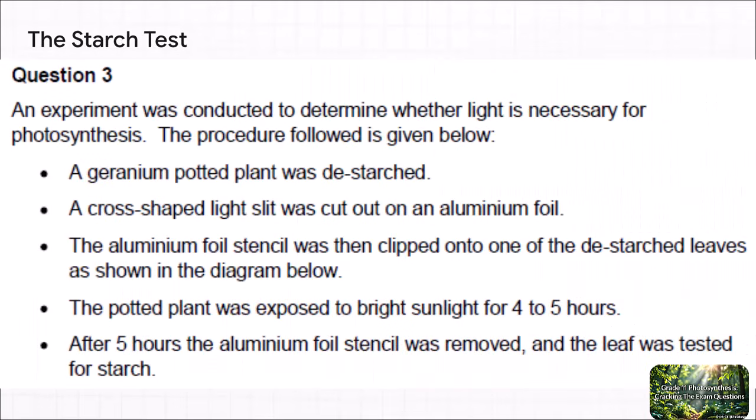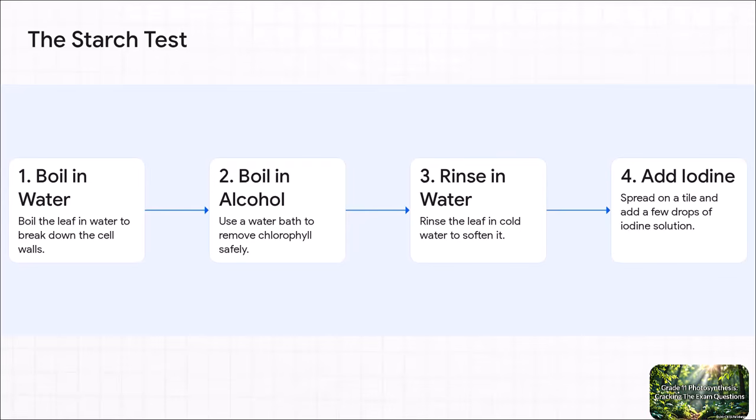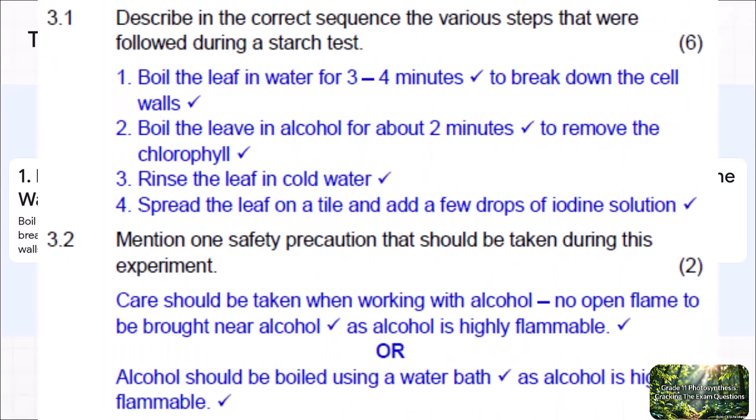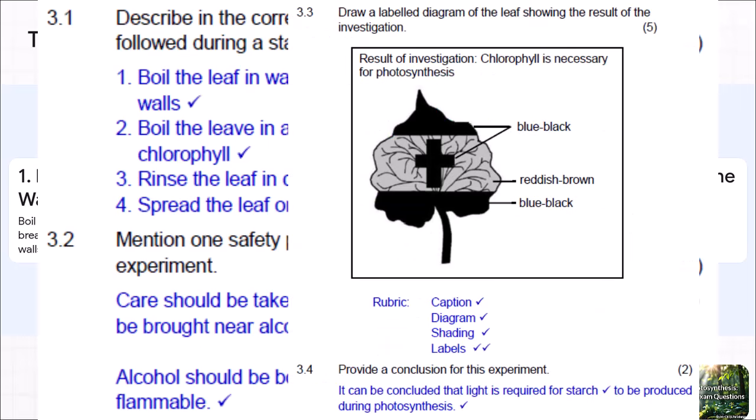This is a classic procedure you've just got to memorize. It's a 4-step recipe. Step 1, boil in water. This breaks down the cell walls. Step 2, boil in alcohol. This gets rid of the green chlorophyll so you can see the color change. But, and this is a huge safety point, alcohol is flammable, so you must use a water bath, never put it directly on a flame. Step 3, rinse in cold water to soften the now brittle leaf. Step 4, add your iodine and look for that color change.